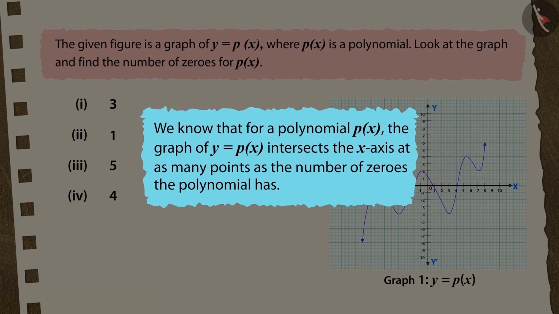We know that for a polynomial p(x), the graph of y = p(x) intersects the x-axis at as many points as the number of zeros the polynomial has.